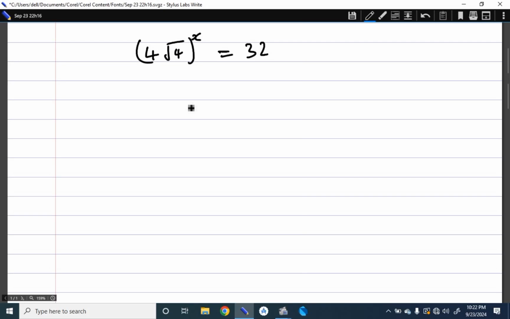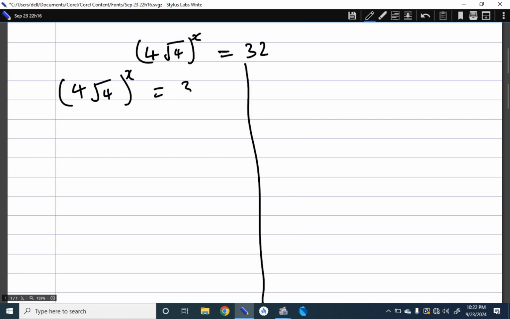Let us quickly solve this exponential problem. What do we do? It's very simple. I'm going to solve it with two methods. The first one: they gave us 4 root 4, everything raised to power x, is equal to 32.